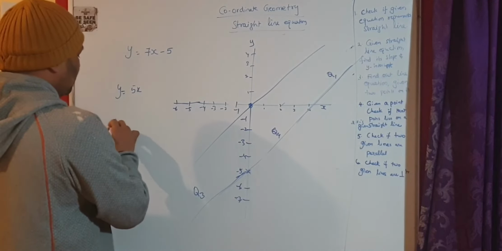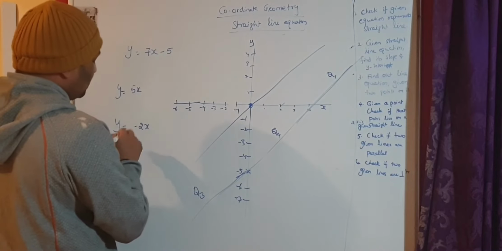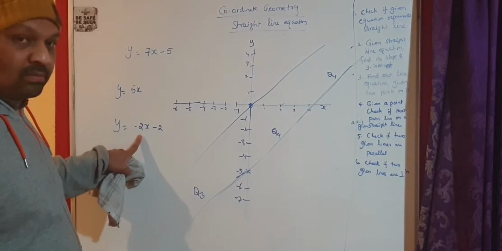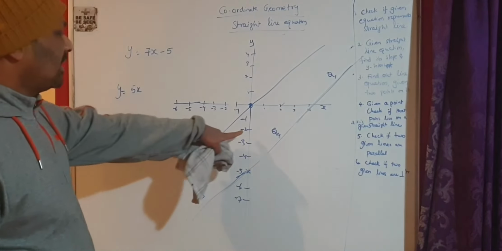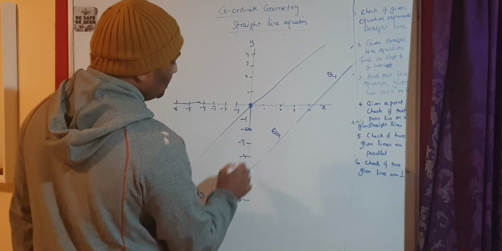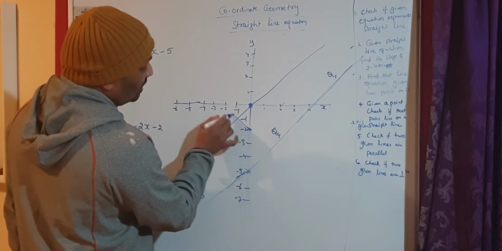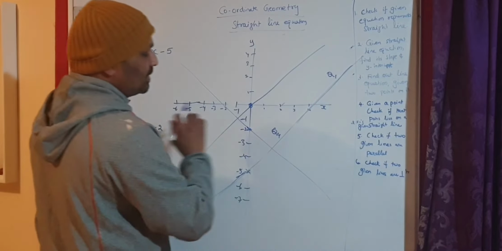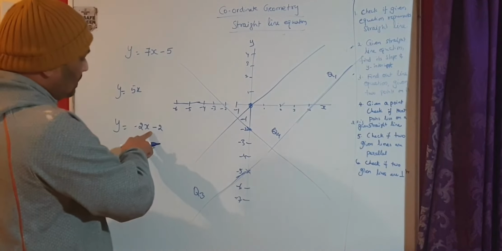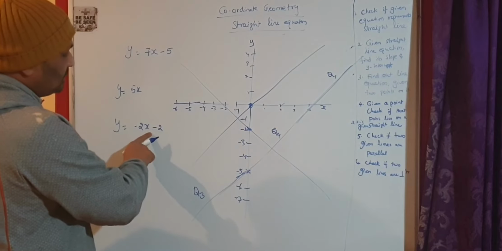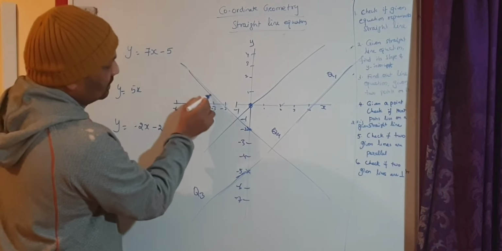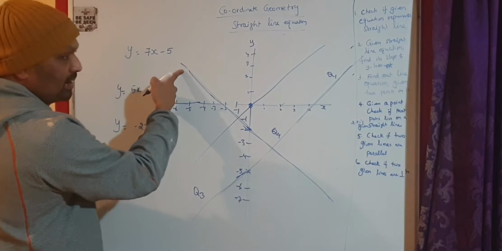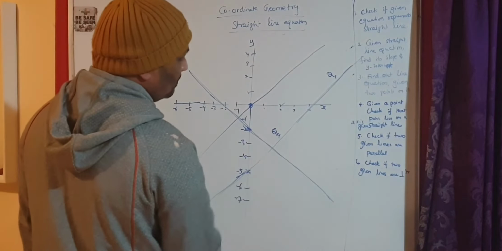For example, take y is equal to minus 3x minus 2. How is this line going to look? Minus 3 is a negative slope and it should fall, and it is meeting the y-axis at minus 2. So the line should pass through here, and while it is passing, it should also fall, moving from left to right. So this line equation roughly represents this line, which is passing through quadrant 2, quadrant 3, and quadrant 4.